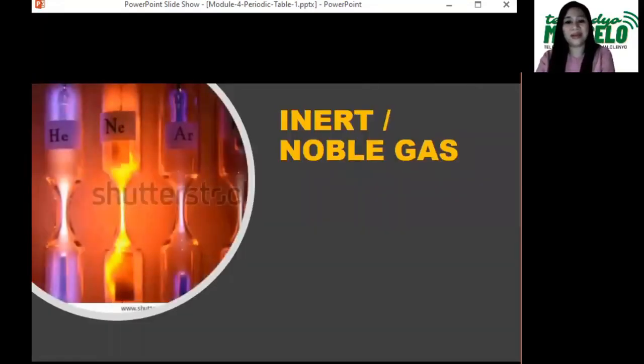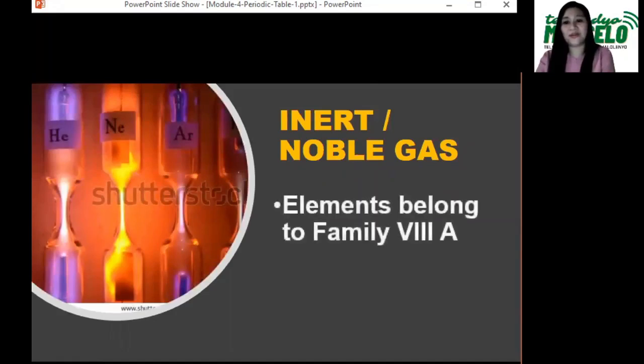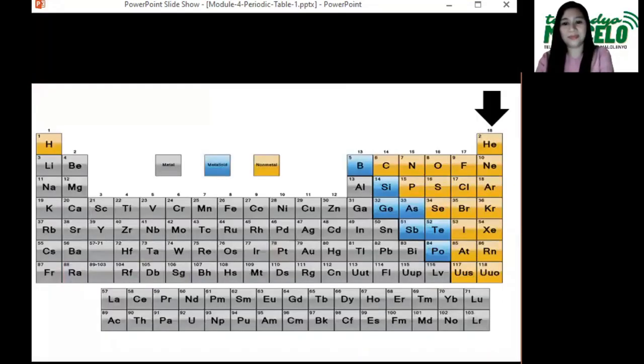And the next are the inert or noble gases. These elements belong to family 8A. Again, let us take a look at the periodic table. These are the inert or noble gases. It includes helium, neon, argon, krypton, xenon, and radon. Do you have any question?